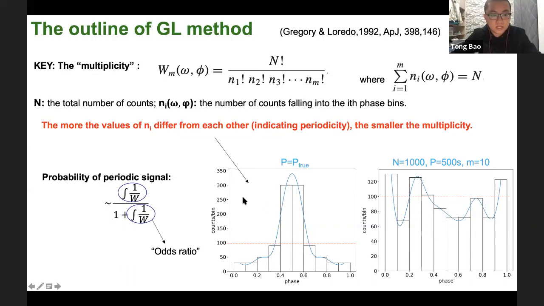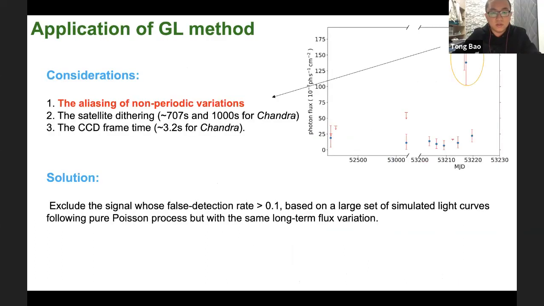So you can see if the multiplicity is a really small number, the odds ratio, which is the integration over parameter space, would be a really large number, and the probability would be close to 1, indicating the existence of periodicity. So let's move on to the application of the GL method.